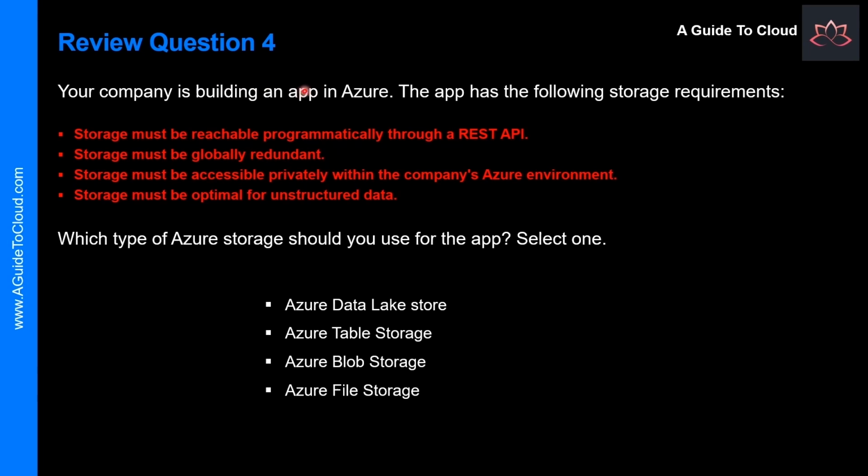Let's look at question number 4. Your company is building an app in Azure. The app has the following storage requirements. The storage must be reachable programmatically through a REST API. The storage must be globally redundant. Storage must be accessible privately within the company's Azure environment. And the last requirement is storage must be optimal for unstructured data as well. Which type of Azure storage should you use for this app? You just need to select one.